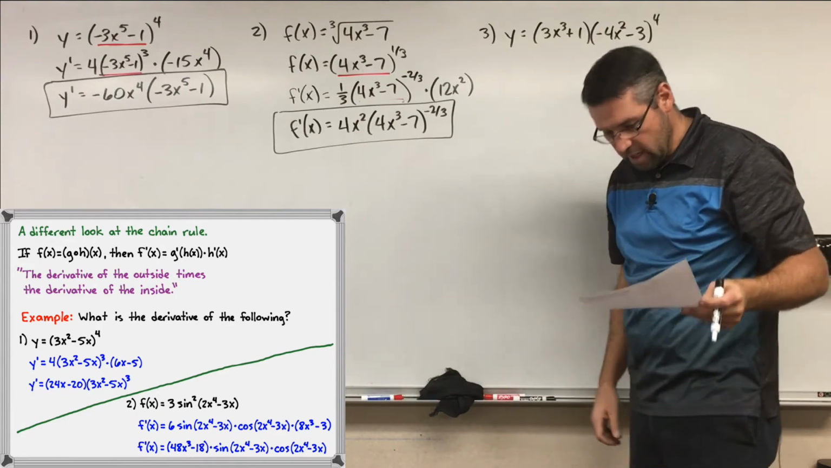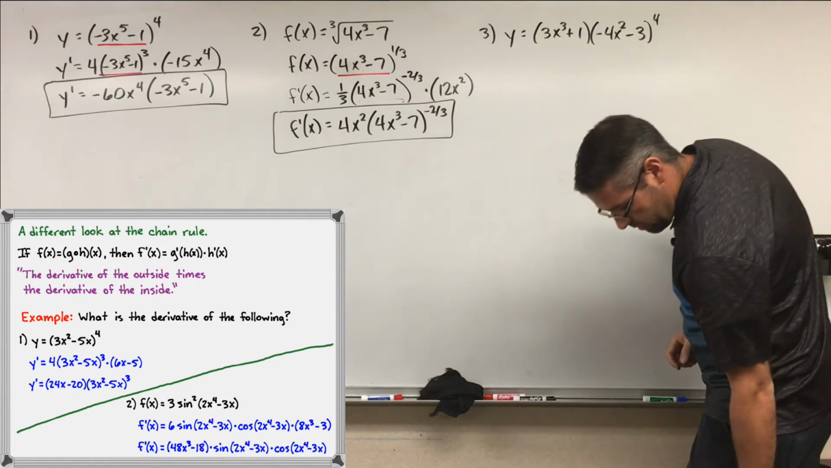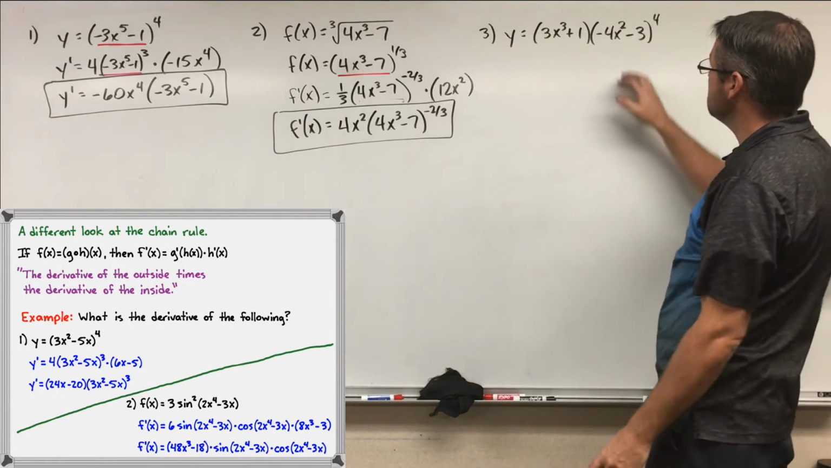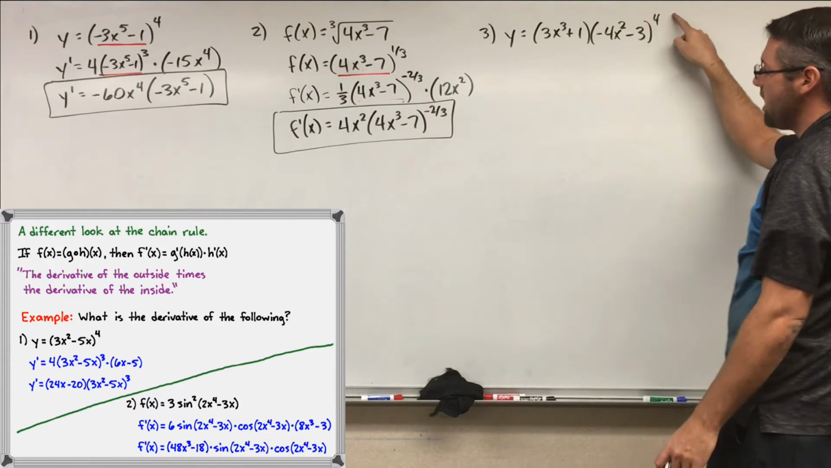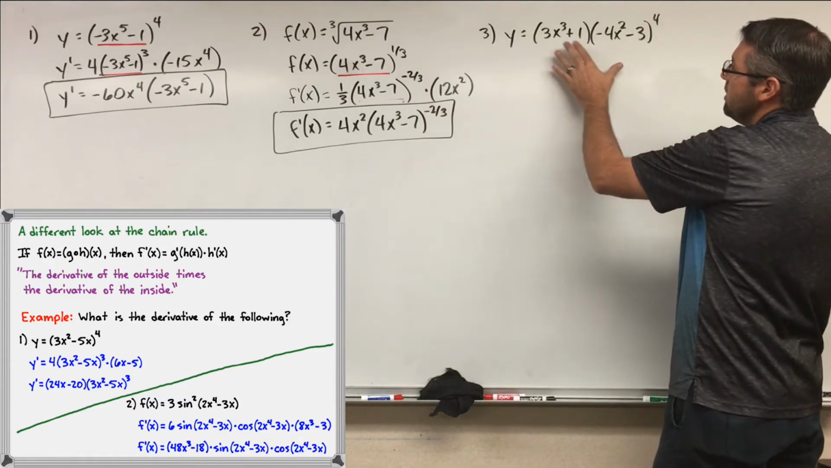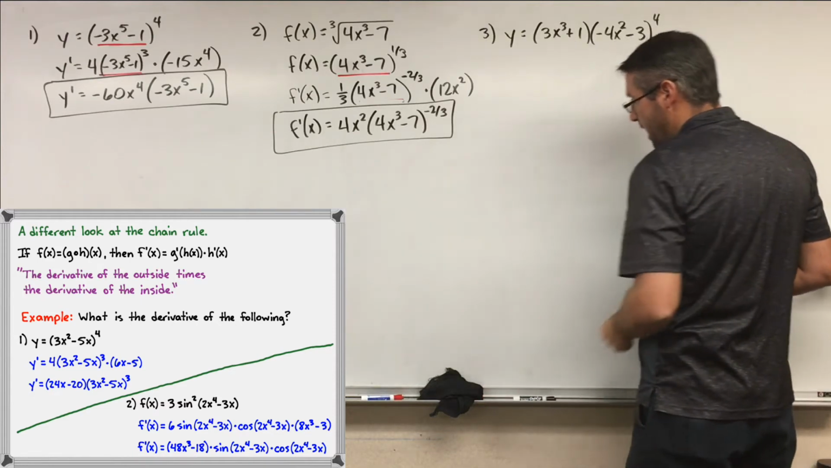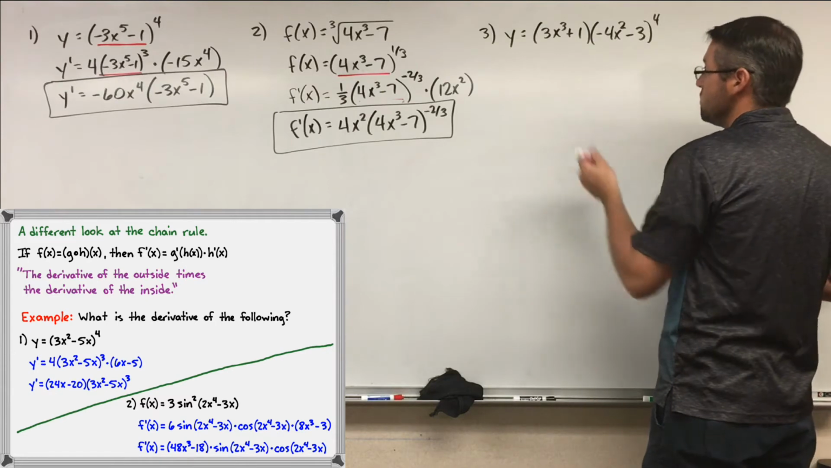You guys should recognize that you have a product. We are multiplying two things here, but we also do have a composition because we have something raised to the fourth power. So the last thing we're going to do essentially is multiply. So that's the overarching rule that we're going to apply. So we're going to find the derivative using the product rule.